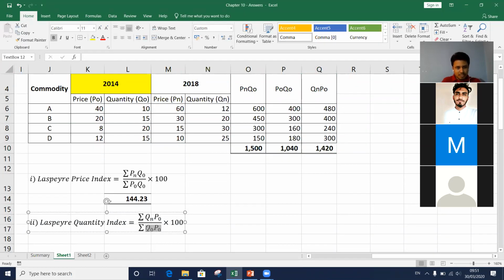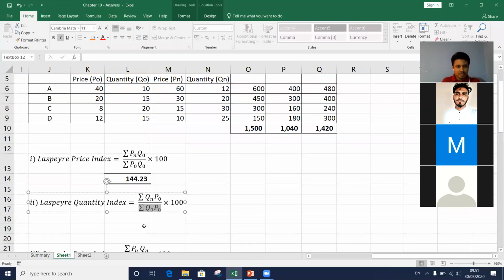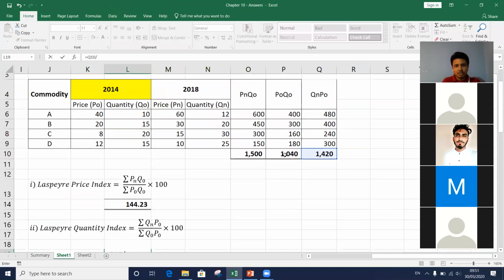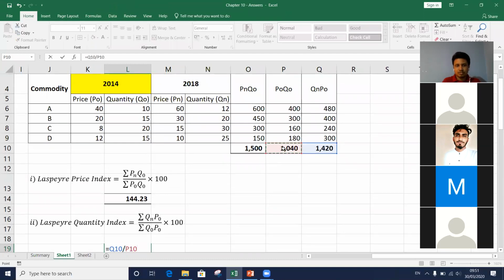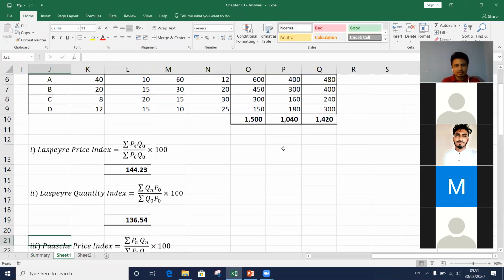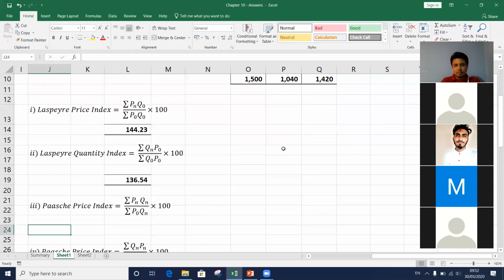Right. Do we need to calculate this one separately, sigma Q naught into P naught? No. Why? P naught into Q naught is equal to Q naught into P naught. Right. So sigma Qn into P naught value is 1420. We need to divide it by sigma Q naught into P naught, 1040, into 100. The answer is 136.54. Laspeyres quantity index. Right? Okay. Paasche price index.